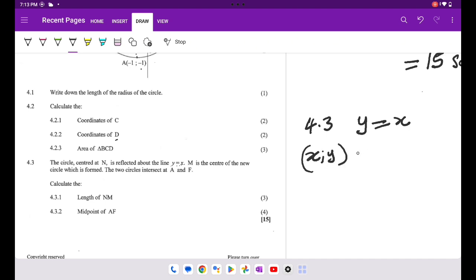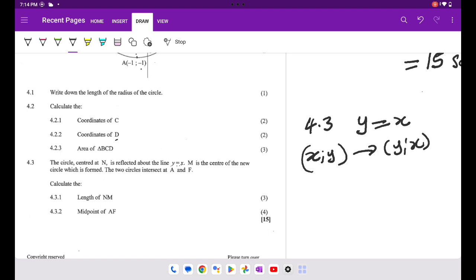(x, y) goes to (y, x). So we just swap. So that's the reflection about the line y equals x. Remember, it is the same as calculating the inverse. So when we calculate the inverse also, it is a reflection about the line y equals x. So x becomes y, y becomes x.